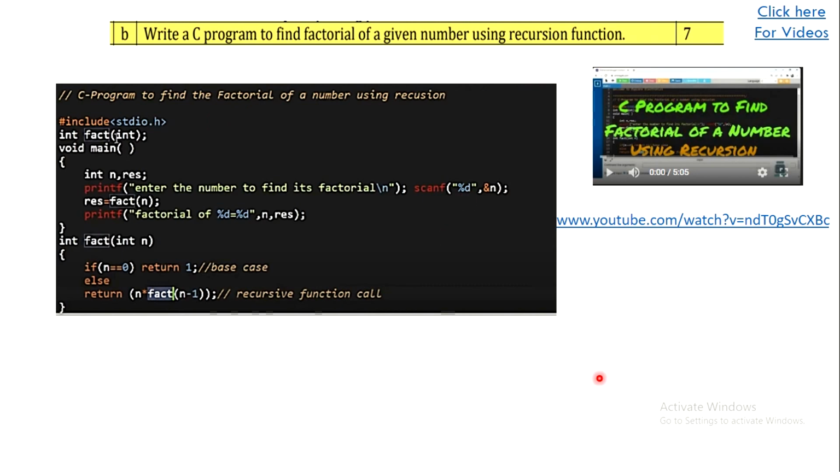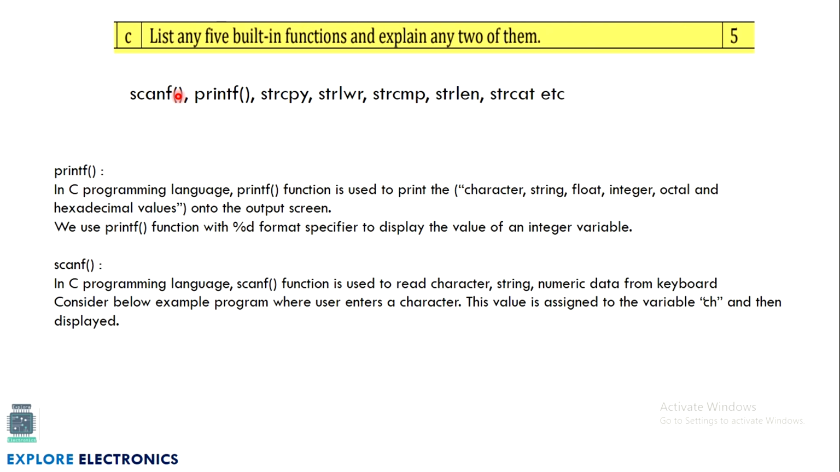So this is one of the important questions. And one more simple question: list any 5 built-in functions and explain any 2 of them. So we know that scanf, printf, string copy, string compare, string length, these are all the inbuilt functions. So you can just list them. They're saying list any 5 and then explain any 2 of them. You can take any 2 of these functions and then explain them.